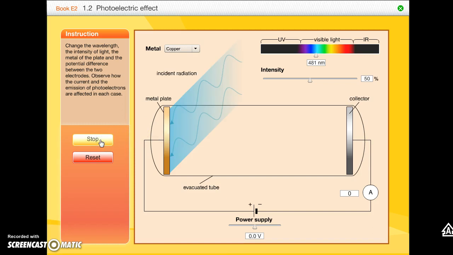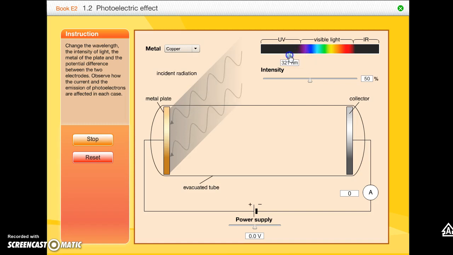You can see, when the wavelength is about 481 nanometers and shines on the metal plate, it seems like nothing has happened. In fact, the emitter gives you zero reading. Now I reduce the wavelength of the illuminated light, make it shorter, and even shorter, and now it is already ultraviolet, and still there's nothing.